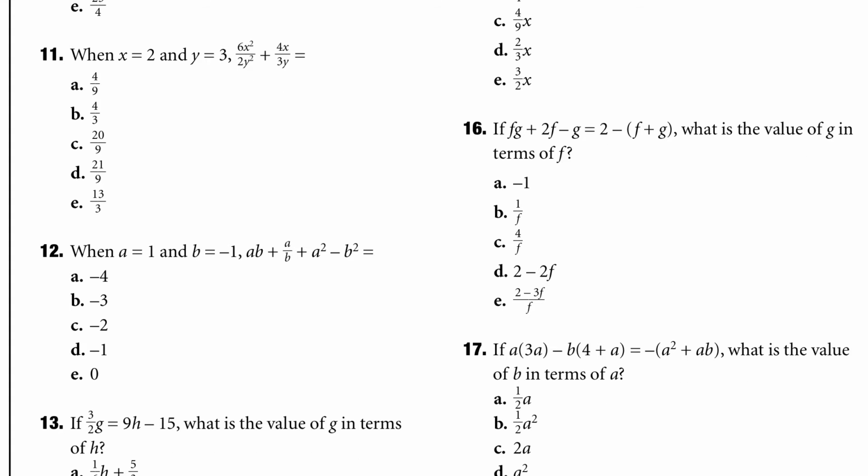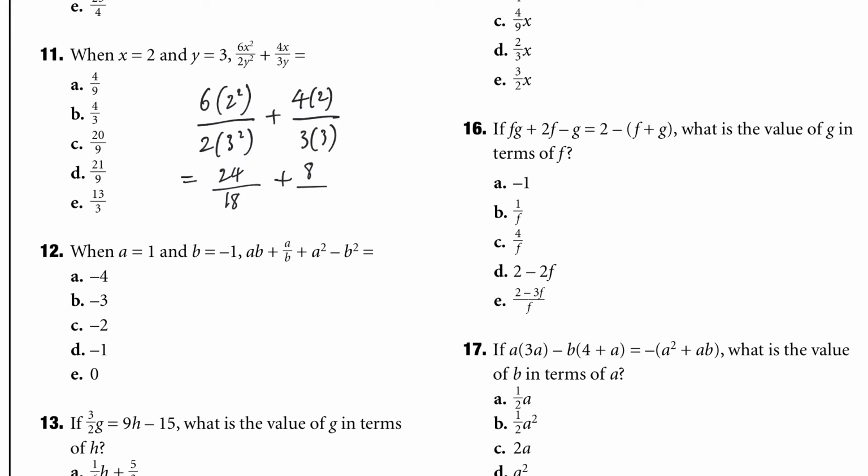Moving on, 11. When x is equal to 2 and y is equal to 3, let's see. So 6 times 2 squared over 2 times 3 squared plus 4 times 2 over 3 times 3. So 2 squared is 4. 4 times 6 is 24. 3 squared is 9. 9 times 2 is 18. Plus 4 times 2 is 8. 3 times 3 is 9.